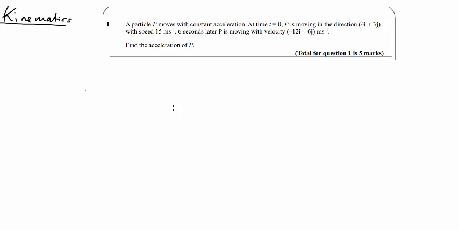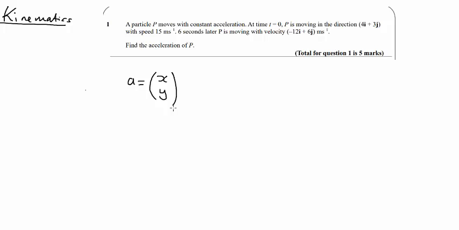So okay, let's have a look at this. P moves with constant acceleration. At time t equals 0, it's giving me some information. P is moving in the direction 4i plus 3j with speed 15, and so on. Find the acceleration of A. So this is one of those uglyish ones because I actually don't know what A is. So I'm going to start off by calling it X and Y, and my whole aim is to find X and Y. But let's see what we do know.